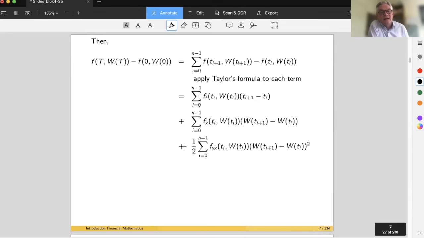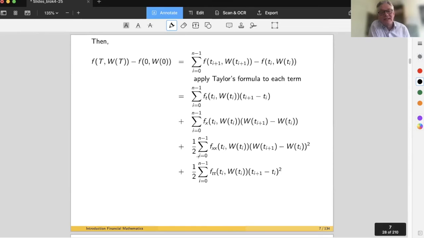So think of Taylor: 1/2 sum, i runs from 0 to n minus 1, the second derivative of f with respect to x at the point ti, w(ti), times the distance in the second argument squared, (w(ti+1) minus w(ti)) squared. And these terms we recognize, of course. We have worked with these Brownian increments squared before. Now we have another term.